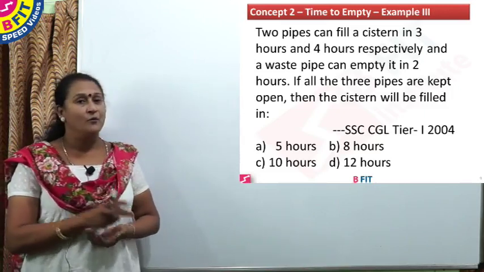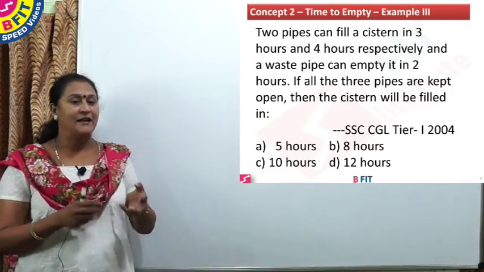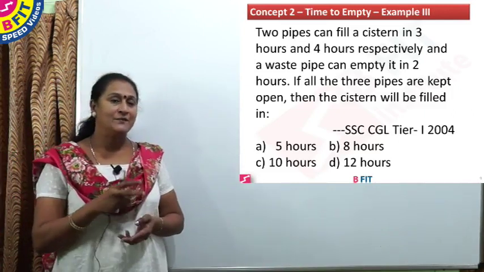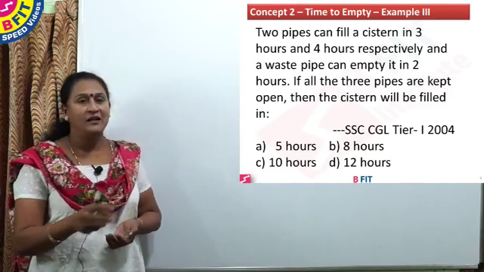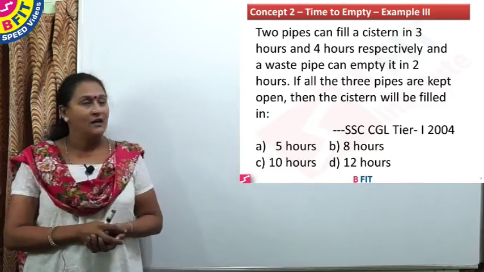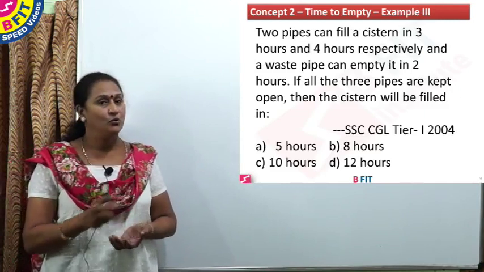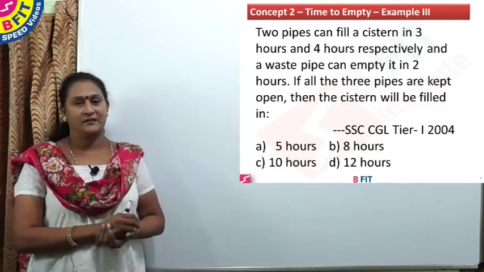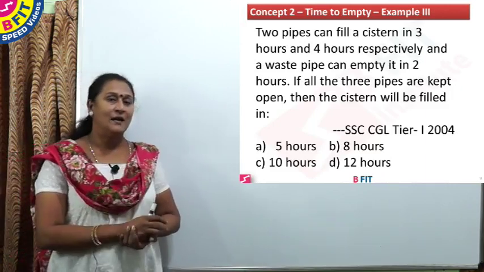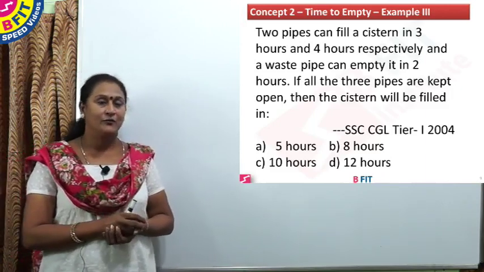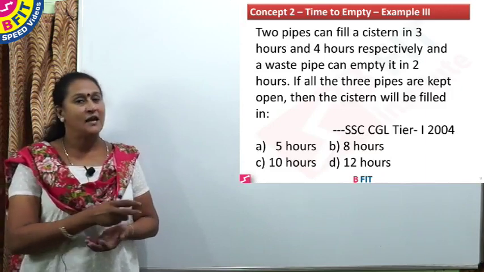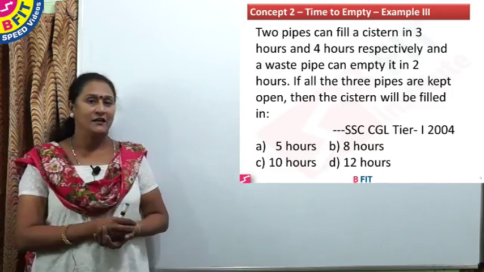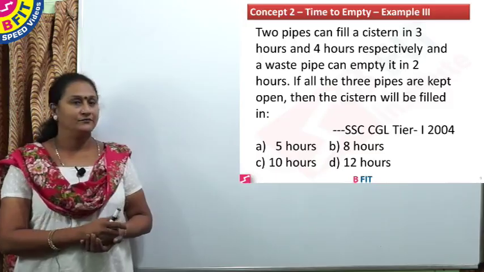So in this you have more than 2 taps. We have 3 taps here. 2 pipes fill in 3 hours and 4 hours respectively, and the third pipe empties it in 2 hours. So what is the time taken by the pipes to fill the cistern? With more than 2 taps, the better method for easy working is the LCM method which we saw earlier. We'll see the working now.